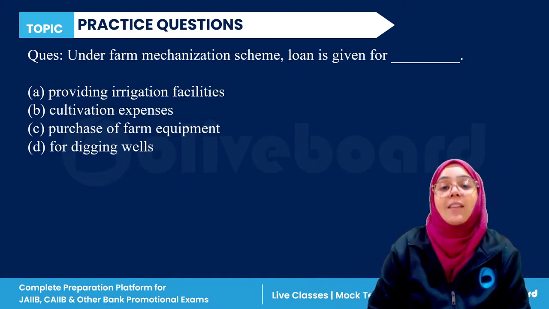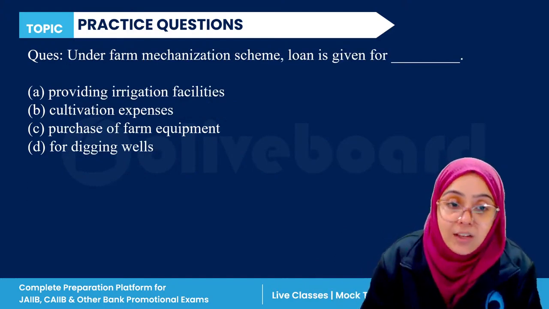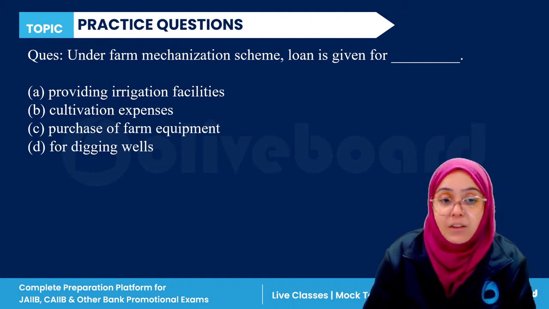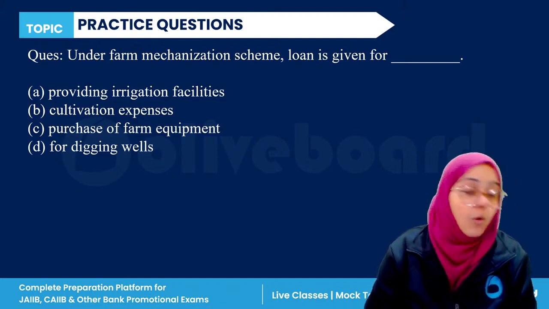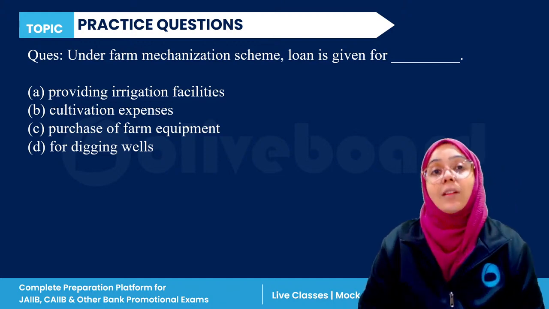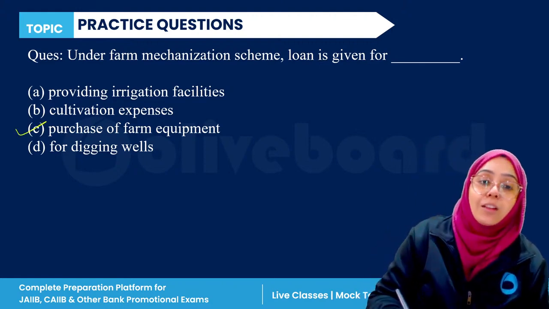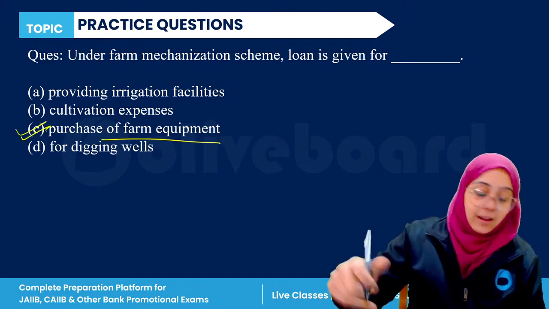Next question. Farm mechanization scheme. The loan is given for providing irrigation facility, cultivation expenses, purchase of farm equipment, or for digging wells. Under the farm mechanization scheme, the loan is given for the purchase of farm equipment. Yes, C is the correct answer.